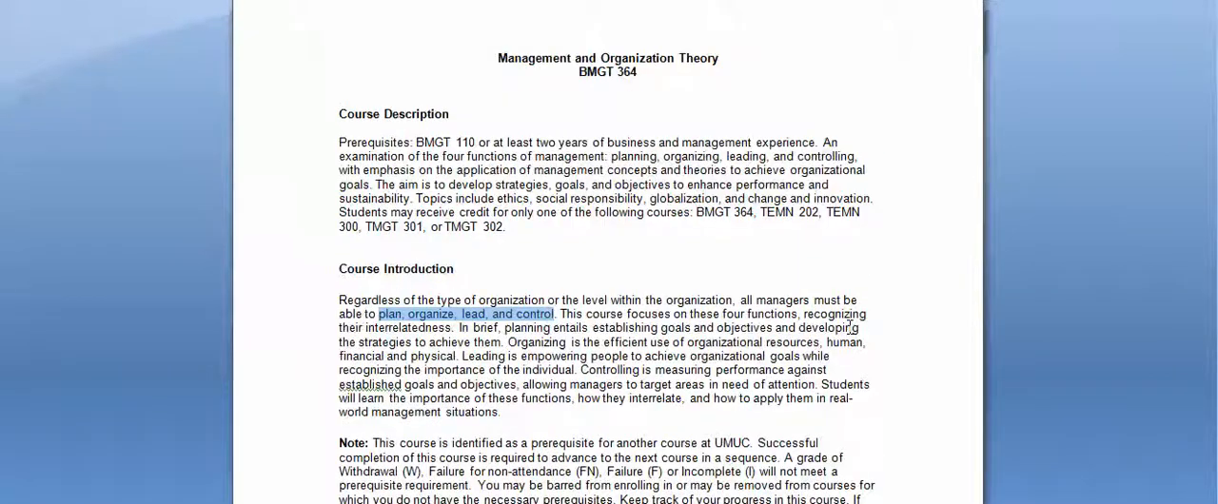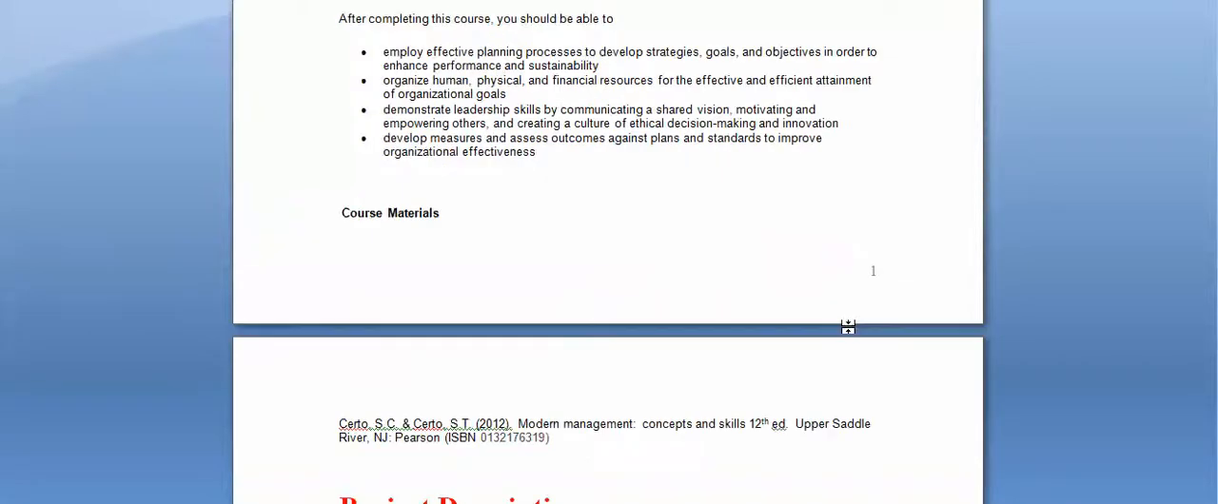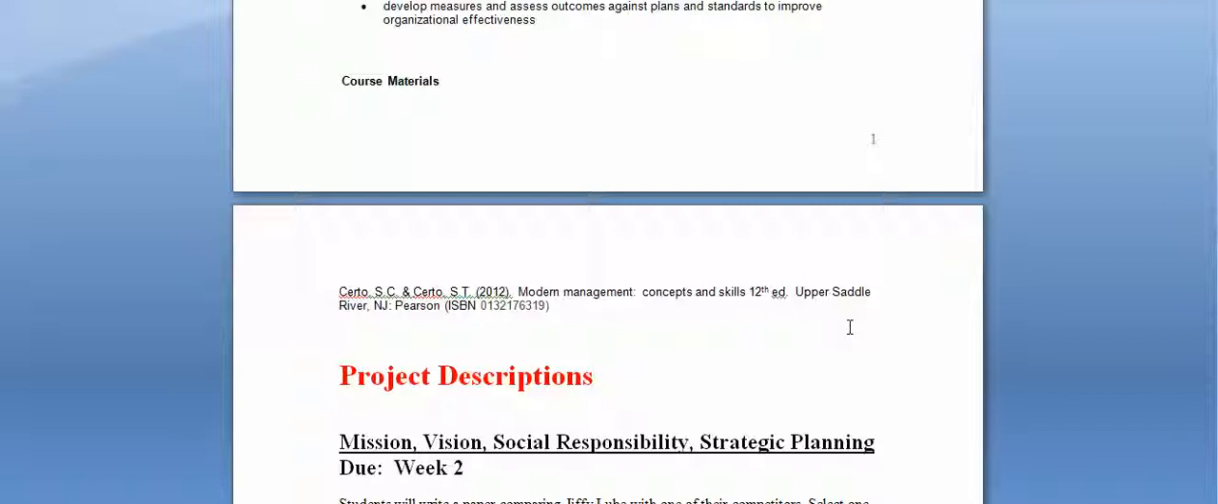I'd ask that you take the opportunity to read carefully through the course description, course introduction, and the course goals and objectives. You all should have the course material, which is the textbook by Certo and Certo, Modern Management. If you don't have that book, please make sure you get it, because that is the primary source that we utilize throughout this course. Now, as I said, I'm not going to go through each of the project descriptions in depth. Future videos will focus on each project individually.